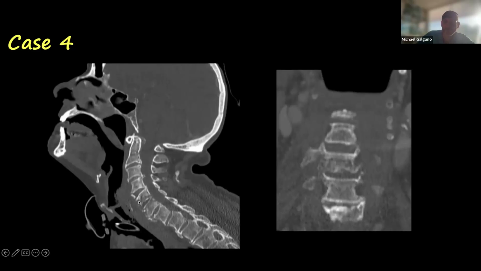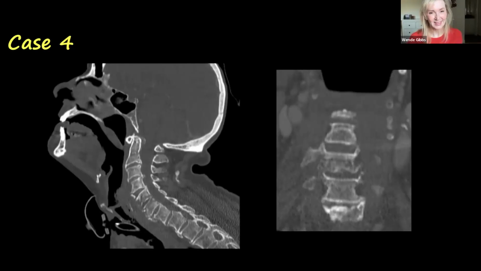Wendy, I'll let you jump into what you see here. Well, again, he has that osteonecrotic cleft like you see in osteoporosis, and so maybe, I don't know if you get that in chronic infection as well. I didn't think so, but that's right under, subjacent to the inferior end plate.